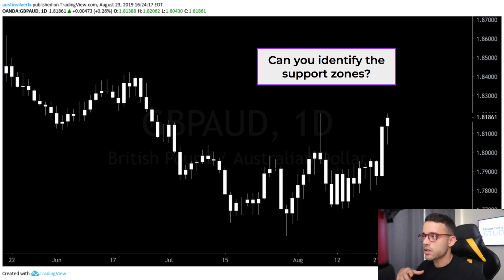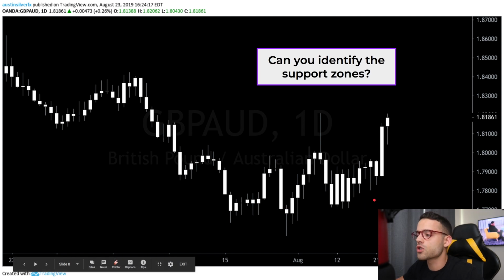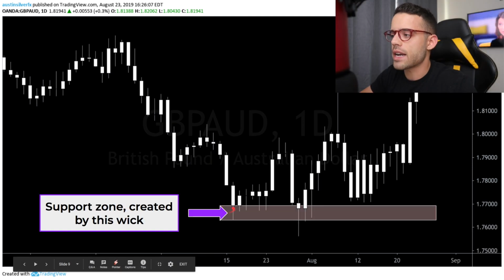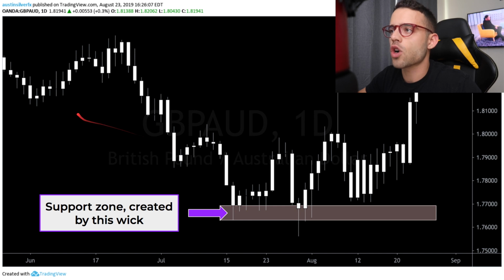So let's do a little quiz. Can you identify the zones here? Can you identify the support zones here? I'm even giving you a little hint in that keyword, support. That tells you what? That it's on the bottom. So what's the first zone that you should see? Right here. Because first, we're going to read the chart left to right, of course, because we can't judge it in hindsight. We have to see it as it would paint.